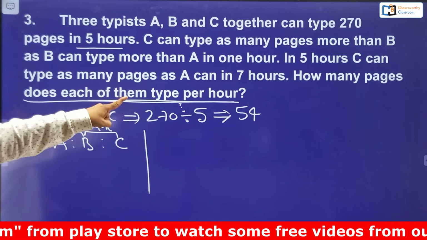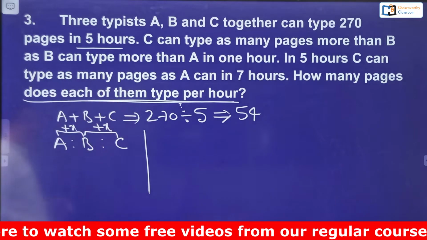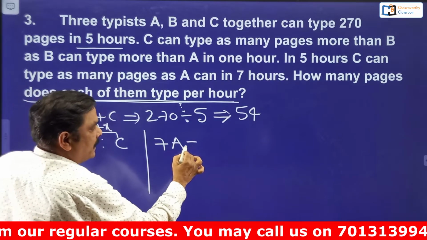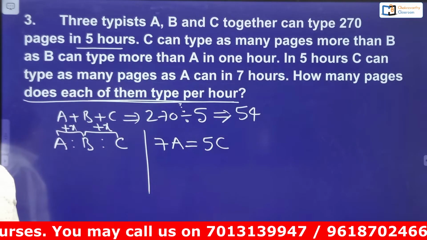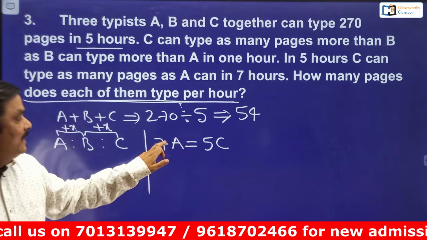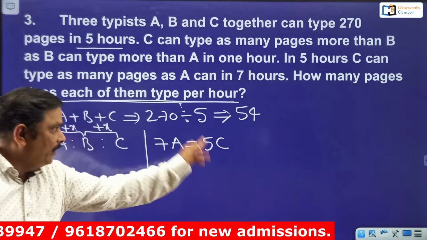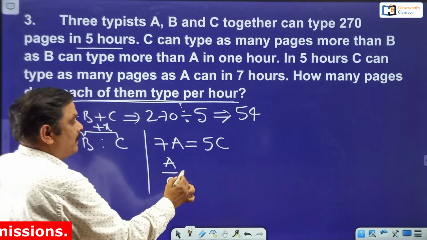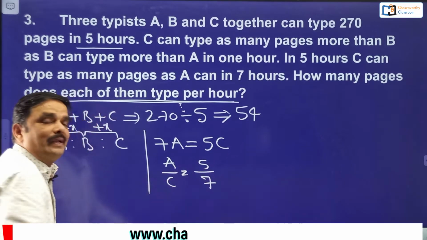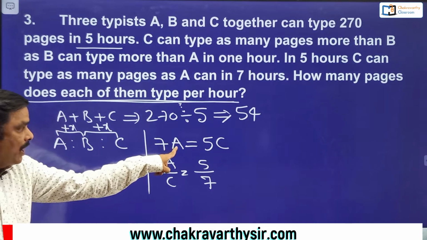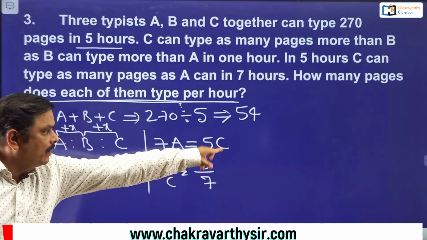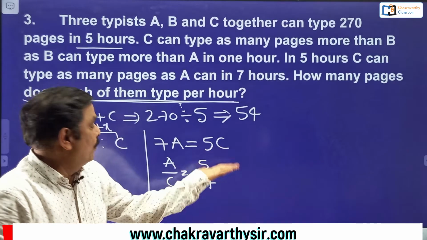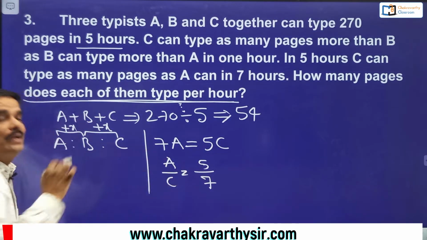In the other way, they have given one more comparison. In 5 hours, C can type as many pages as A can in 7 hours. That means 7-hour work of A is equal to 5-hour work of C. Now I can get the ratio between A and C. Then what is A is to C, or A by C? That is obviously 5 is to 7, isn't it? Because here 7 hours work of A is equal to 5-hour work of C. That means C is more efficient than A. Now clearly A is to C, 5 is to 7.